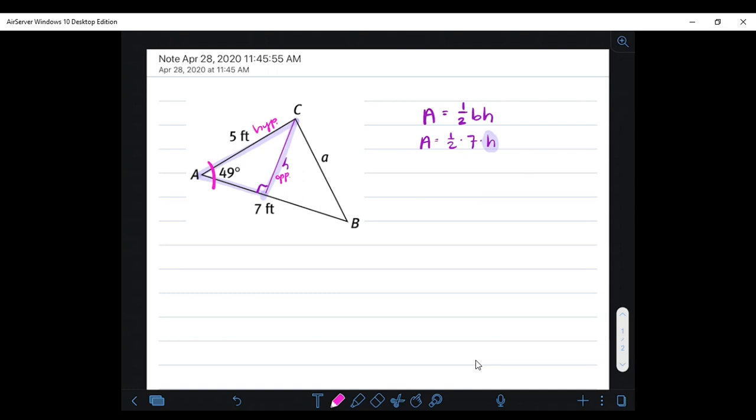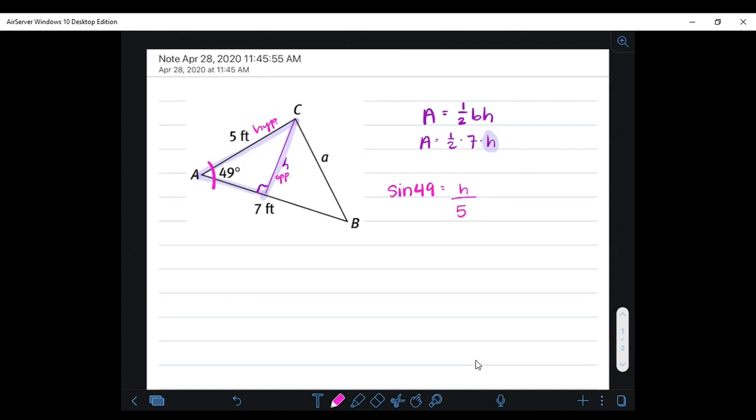Okay, so 7 isn't the side of that smaller purple triangle. 7 feet is the length of AB, so it's that whole side of the bigger triangle. So since we're looking for the opposite side, and we're given the hypotenuse, that tells us that we need to use sine to find our missing side length. So the sine of 49 degrees is equal to opposite over hypotenuse, so it's equal to h over 5.